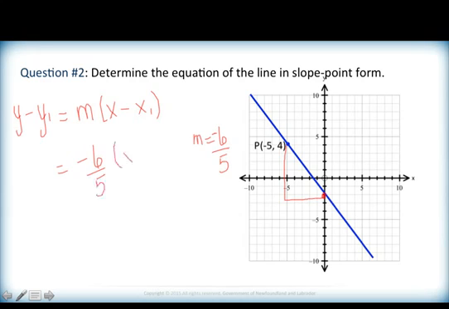Our next step is to actually take the point that we're given, (-5, 4), and substitute it in for our x1, y1. If we have x subtract a -5, that will produce x + 5. If we have y subtract 4, that will give us y - 4. So the equation of the line graphed in slope point form is y - 4 = -6/5(x + 5).